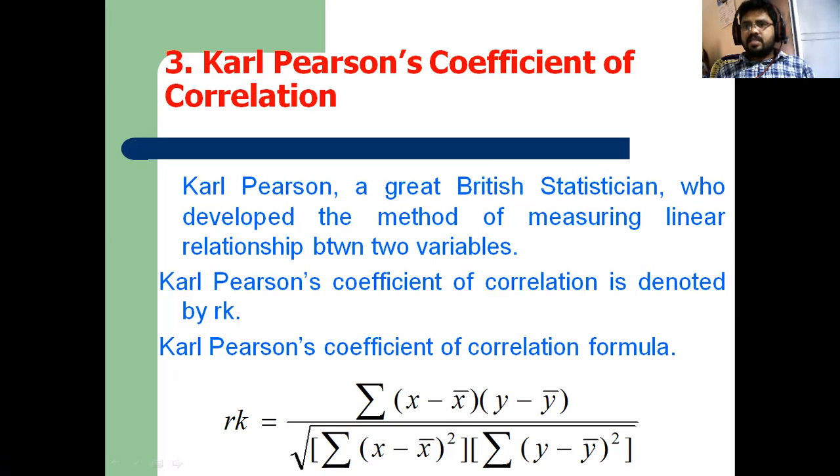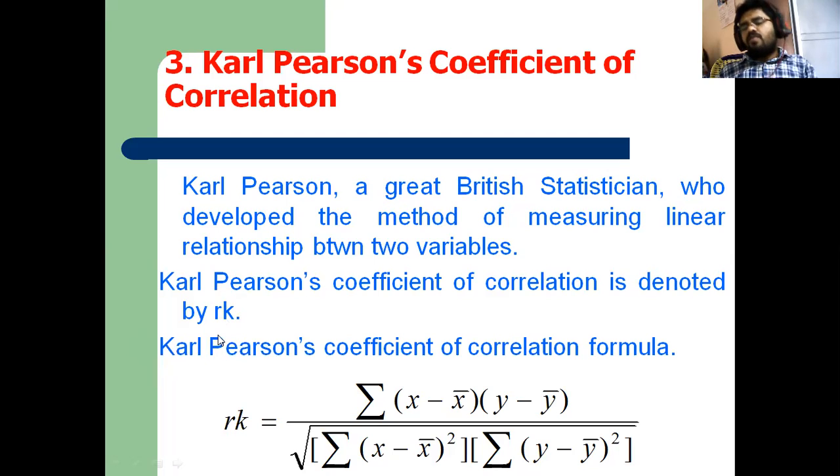Karl Pearson's coefficient of correlation is denoted by rk, with k in lowercase. Nothing but the correlation coefficient indicated with r. Last class I told you that the coefficient of correlation is indicated with small r or capital R. Small r is the sample correlation, and capital R is the population correlation. When you use population data, you can use capital R. So here rk is Karl Pearson's coefficient of correlation.